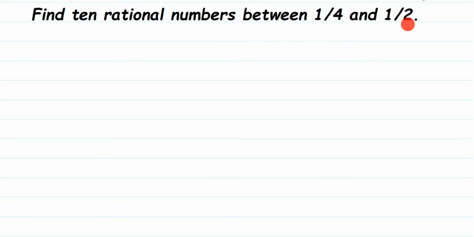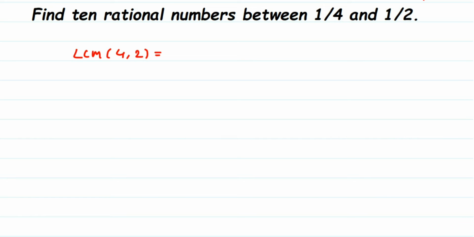Whenever you see this type of question and the rational numbers have different denominators, like here we have 4 and we have 2, they are different, right? So the first step will be we have to make the denominators equal. For that we're going to take the LCM of the denominators. So the LCM of 4 and 2 we have to find out, which will be 4.